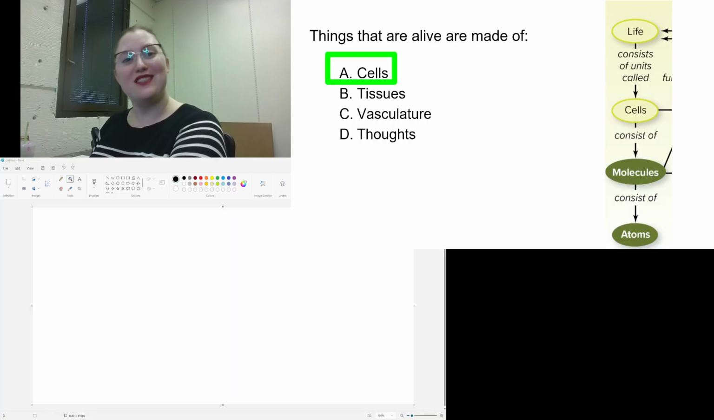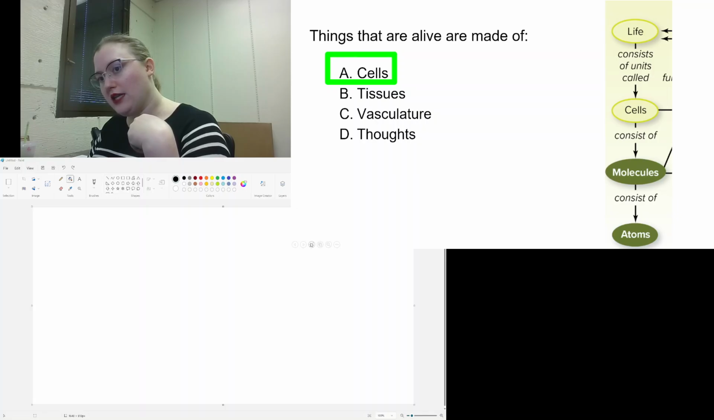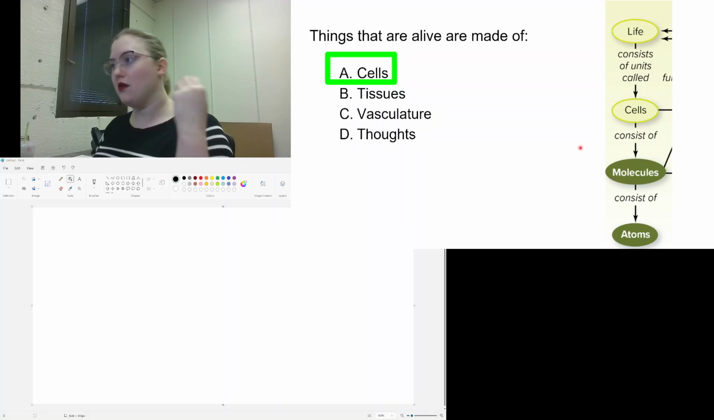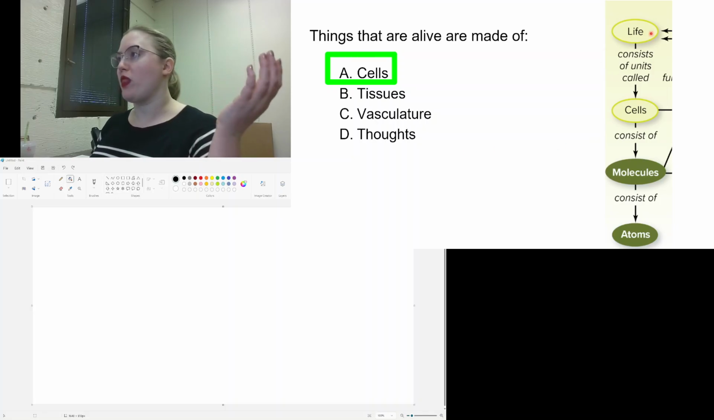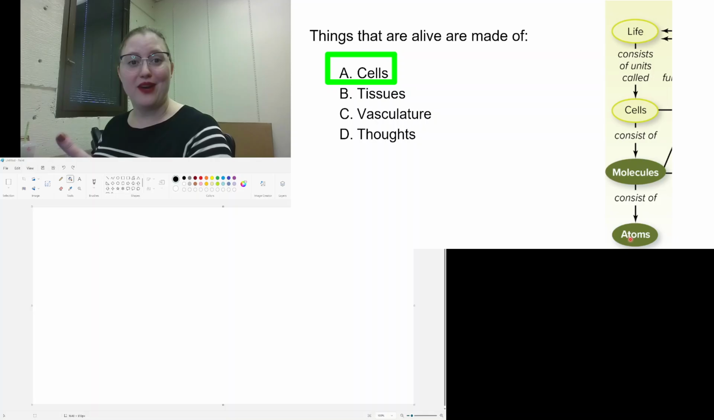The correct answer is cells. If you remember from those intro slides, the cells are the smallest unit of life. As you can see in this diagram, life consists of units called cells. Cells consist of molecules, and molecules consist of atoms. So now we are going to go back to that smallest part, the atom. We're going to talk about atoms, and then we are going to move up in complication into molecules.